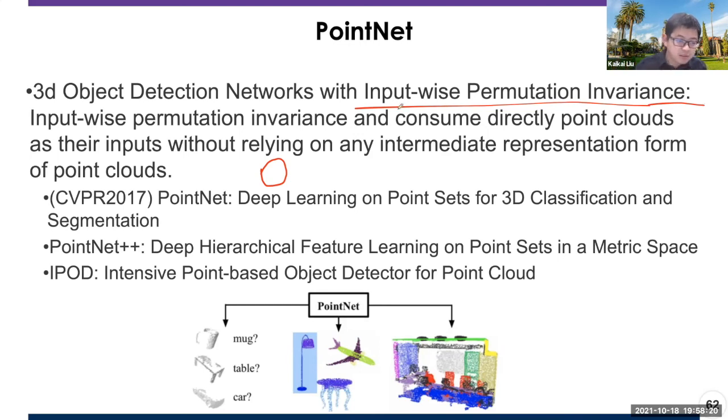So this work is actually coming from Stanford. The first one is PointNet. PointNet is used for classification, classifying individual points into classes, or for segmentation. Segmentation is an extension of the classification. Then they also have PointNet++. Then they have IPOD, a point-based object detector for point clouds, which utilizes PointNet to do 3D object detection for the point cloud.